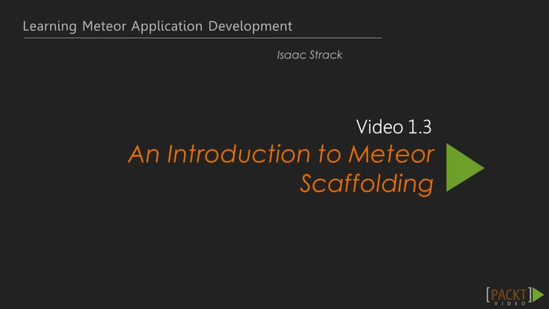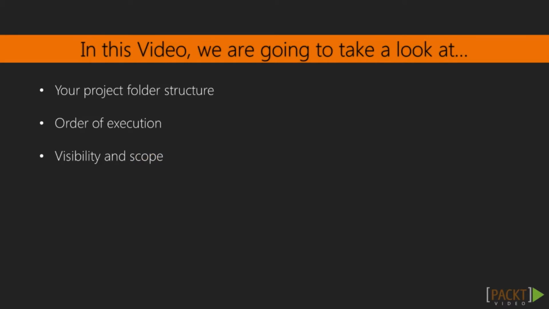Today we will be going over the third video in section 1, getting up and running with Meteor, and this will be an introduction to Meteor scaffolding. Whenever you start a project in Meteor, you're going to want to have a very specific file structure. The reason for that project folder structure is to make sure that everything executes cleanly, and what gets executed on the client and on the server, or on both, depending on your folder structure. Likewise, the order of execution is also determined by the folders that your particular files may be in and by the names of those files. And then finally, there's some visibility and scope issues that we'll want to cover.